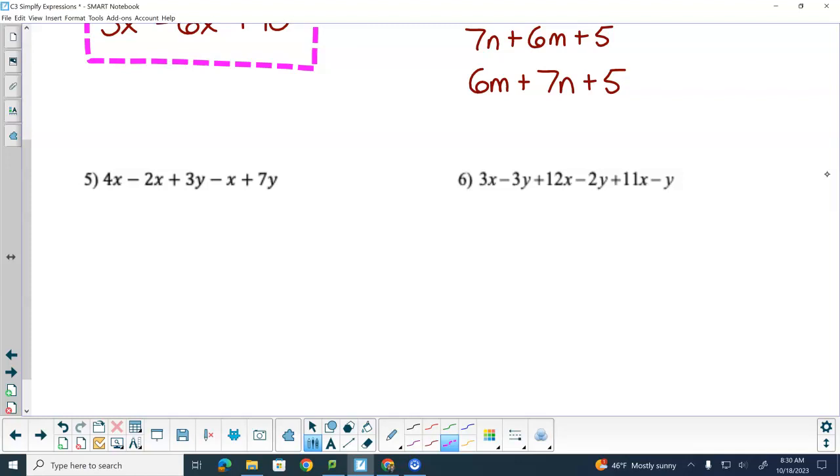Maybe tomorrow. Okay? Like terms in number 5. What are my like terms in number 5? 4x. Do I like 2x? No. What's in front of the 2x? Negative. Negative 2x. Take the sign. That's okay. Keep the sign with it. And negative x. Okay? Those are all my x-like terms. What are my other 2 like terms? 3y and 7y.